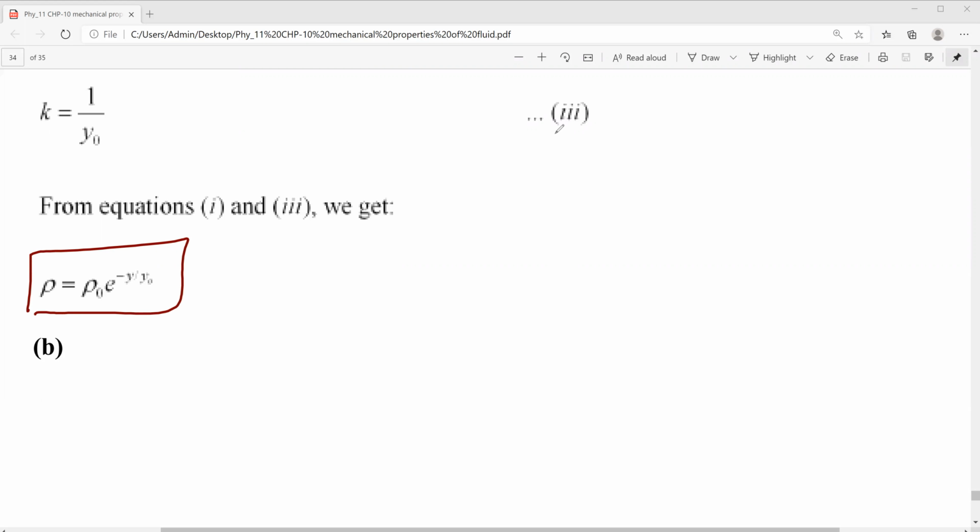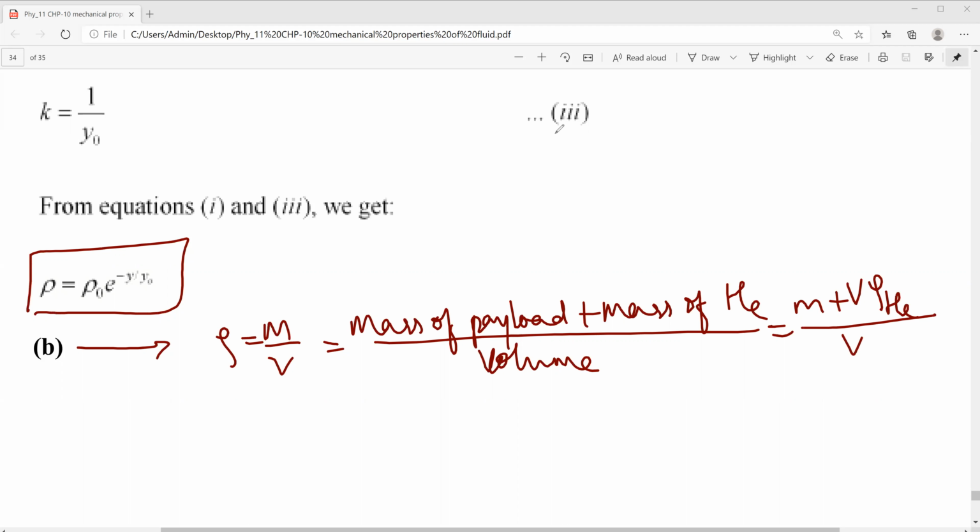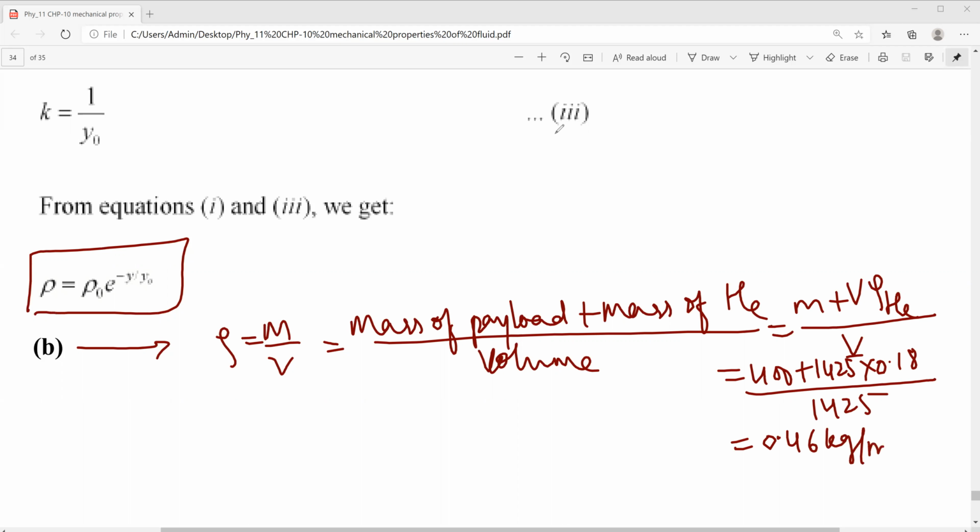So for B1, we know density is given by mass by volume. Here we are calculating the mass of payload plus the mass of helium, divided by volume. This is written as m plus V into rho of helium, divided by volume. So this is 400 plus 1425 into 0.18, divided by 1425. After simplification, we got 0.46 kg per meter cube.